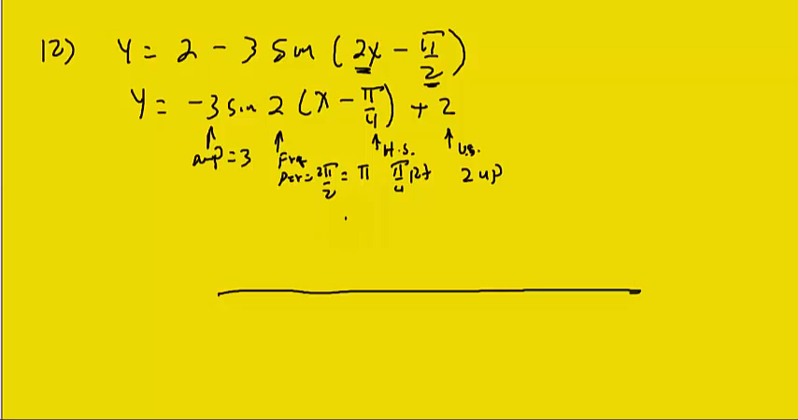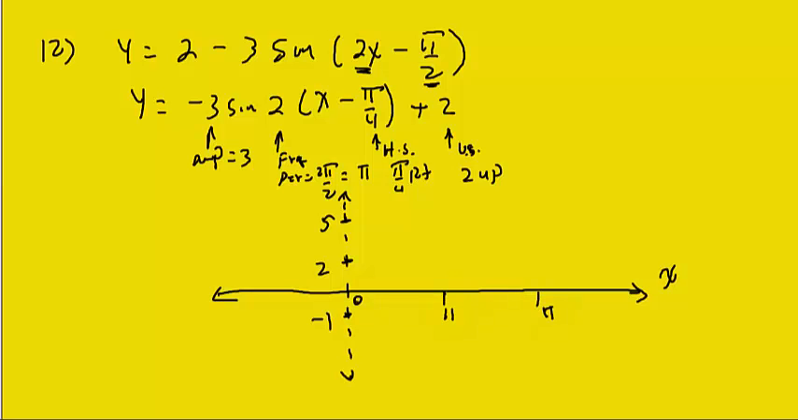Temporary y-axis because I have a horizontal shift. I do have a vertical shift of 2 units up. Go up here, call this 2. Okay, now let's get the amplitude. The amplitude is 3. I go up 3, which puts me at 5, and I go down 3, which puts me at negative 1. My period is pi, so 0 to pi.